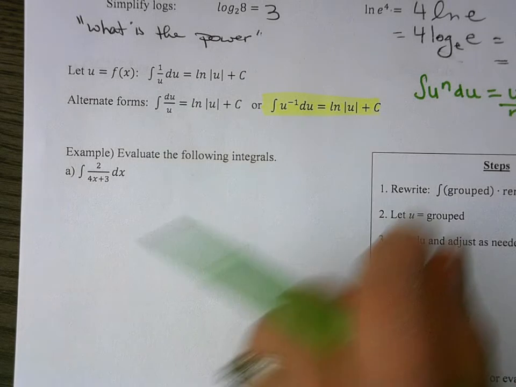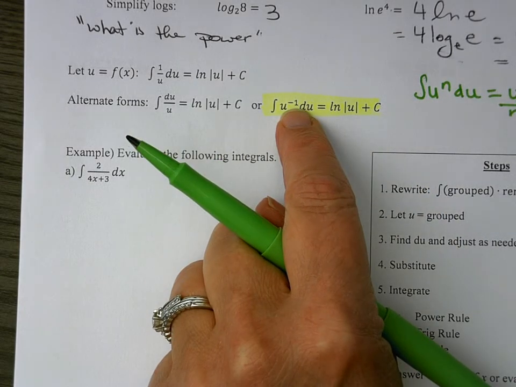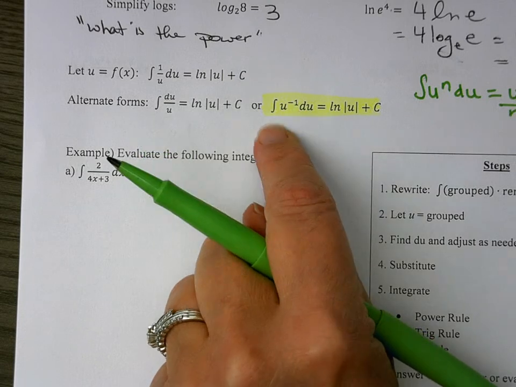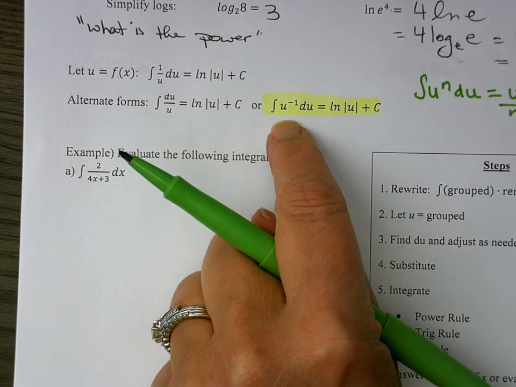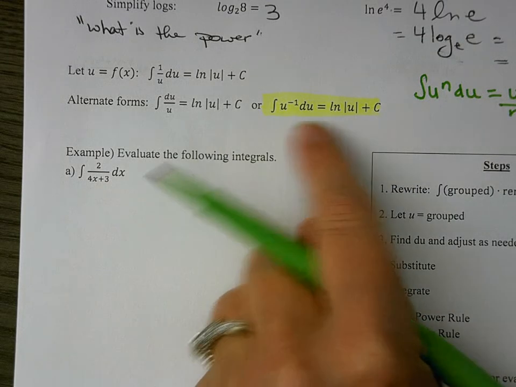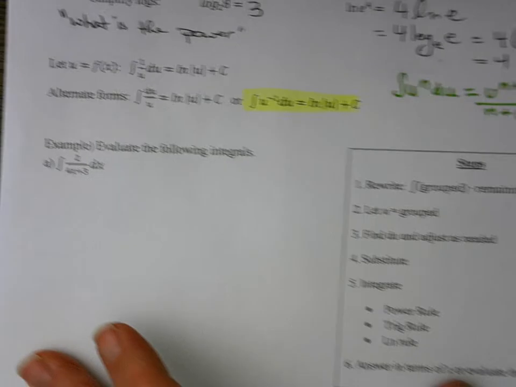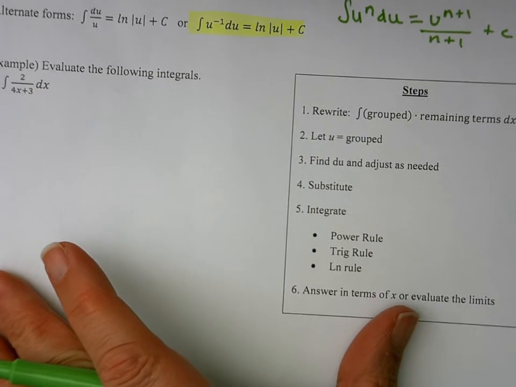Like, why natural log? Well, if I tried to add 1 to the power, negative 1 plus 1 is 0, and then divide by the new power, I would be dividing by 0. And so I can't, right? We can't divide by 0, so that's why we have that natural log. Okay, so enough yammering. Let's go ahead and take a look at a couple of examples.